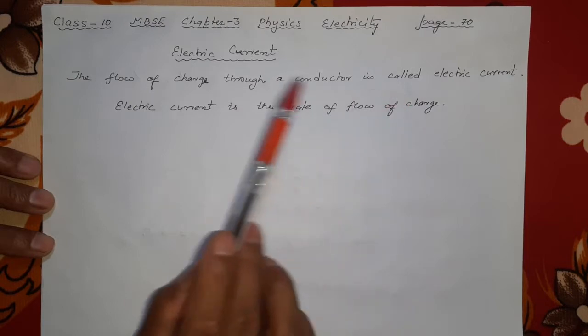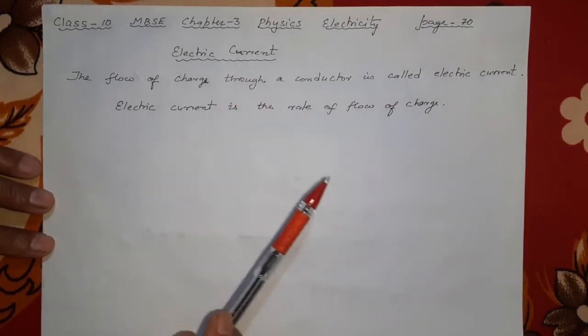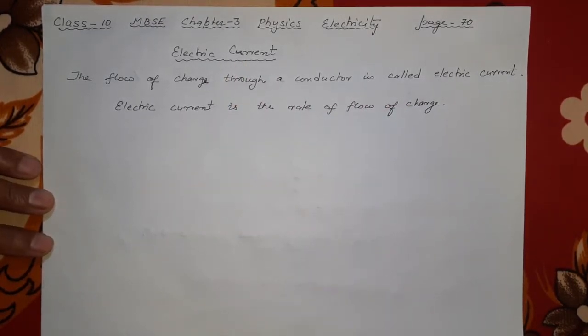That means charge is important to understand what is current. That is why in the first video we were introducing the charge. Charge is what? The electrons. It can be positive charge also and negative charge. Mainly we will be talking about electrons when we are talking about electric current.